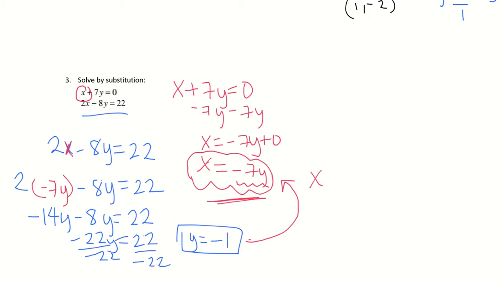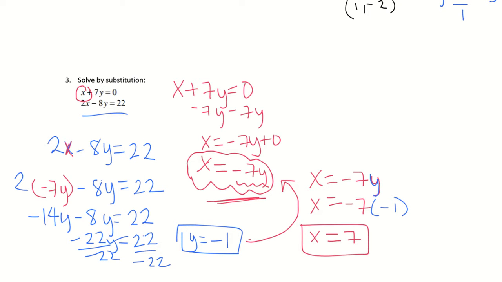So we have x equals negative 7y, but instead of y, we now write negative 1. So x is negative 7 times negative 1, which is positive 7. So our solution to this system is 7, negative 1.